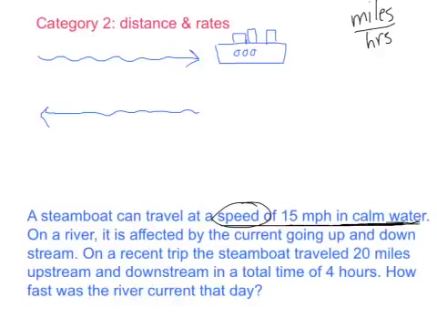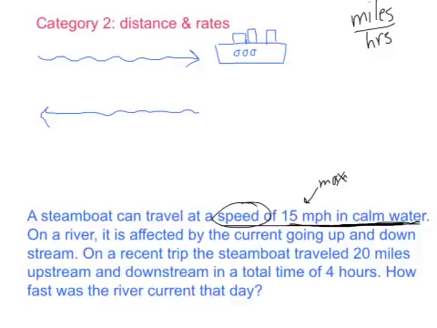But if you continue reading this problem, also found in your pretty pink packet, problem number 10, you will realize this boat is not in calm water, it's on a river. Rivers have current. So the speed of the boat, its maximum speed, let's say, that's its ability, is to go 15 miles per hour. It will be affected by the current.